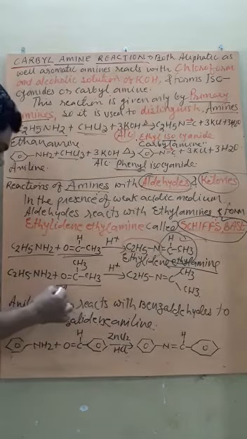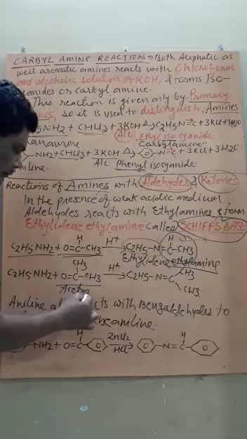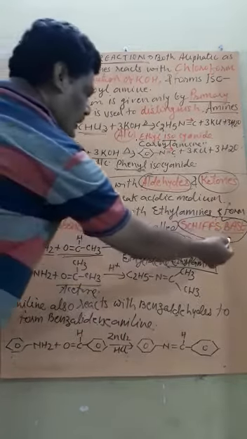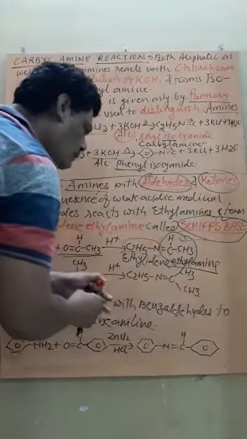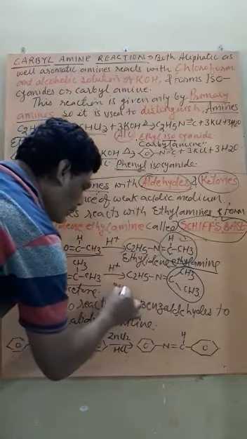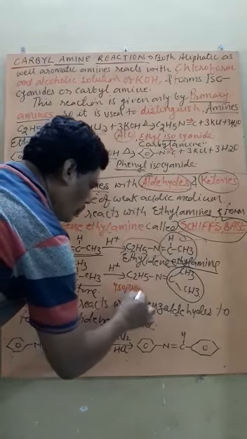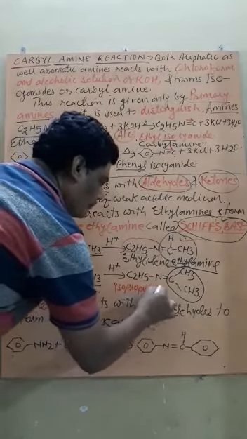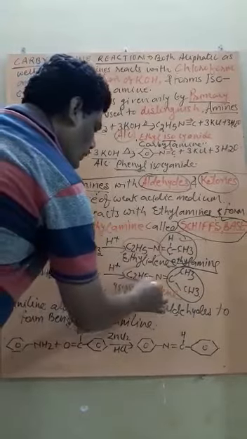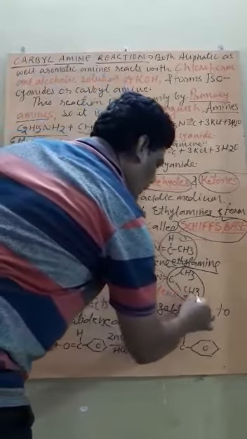Similarly, if you react a ketone, such as acetone, it also forms a Schiff base, but the name of the Schiff base will change. From here to here, the compound becomes isopropylidene, and from here to here it becomes ethylamine. So it is isopropylidene ethylamine.